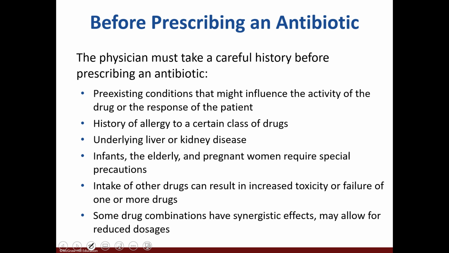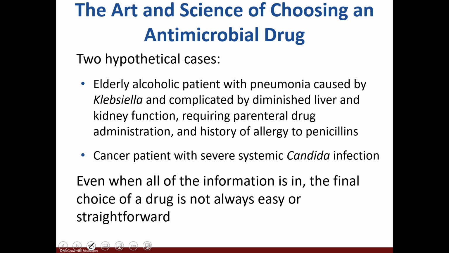Before an antibiotic is prescribed, the doctor must gather information. Any underlying health conditions must be known, including allergies to drugs or liver and kidney disease. The age of the patient also requires specific measures. Other prescriptions must also be known. Each and every case is going to be different, and it won't be cut and dry to where it's immediately known what to prescribe, as you can see in these two cases.